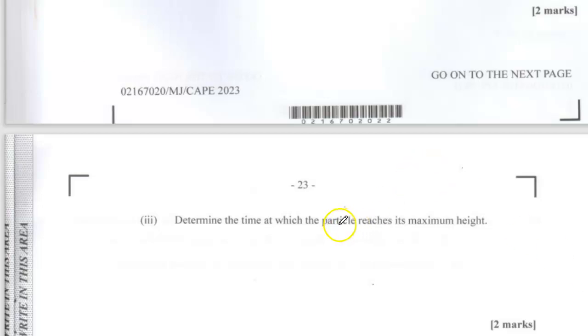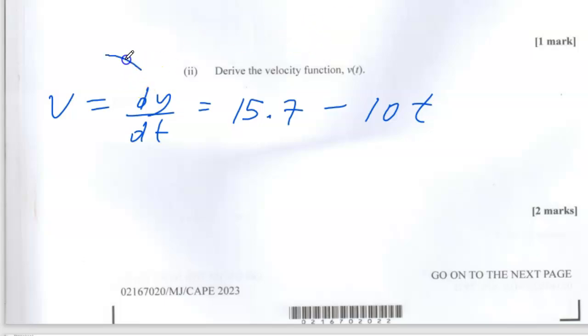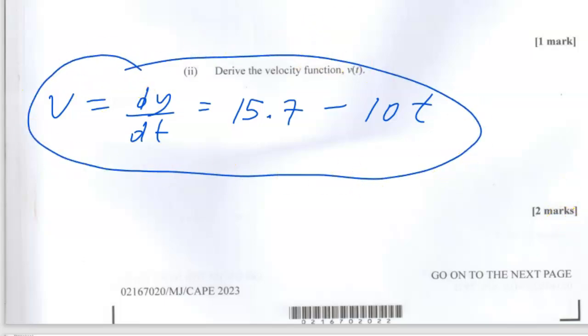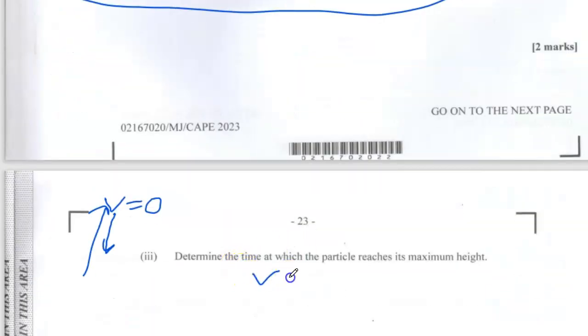Determine the time at which the particle reaches its maximum height. So if you think about it, the particle is traveling up. When it reaches maximum height, it will stop and then start to come back down. So at maximum height, it stops, which means the velocity is 0. At the maximum height the velocity is 0.